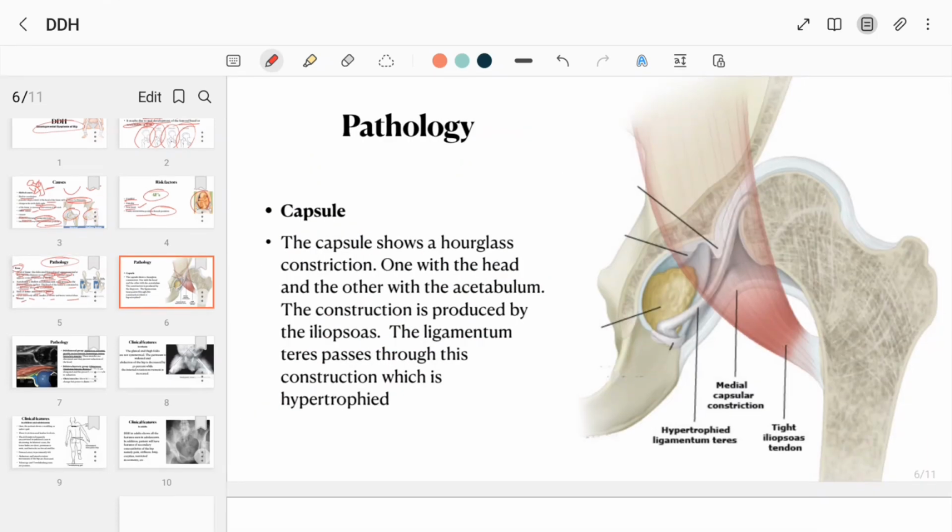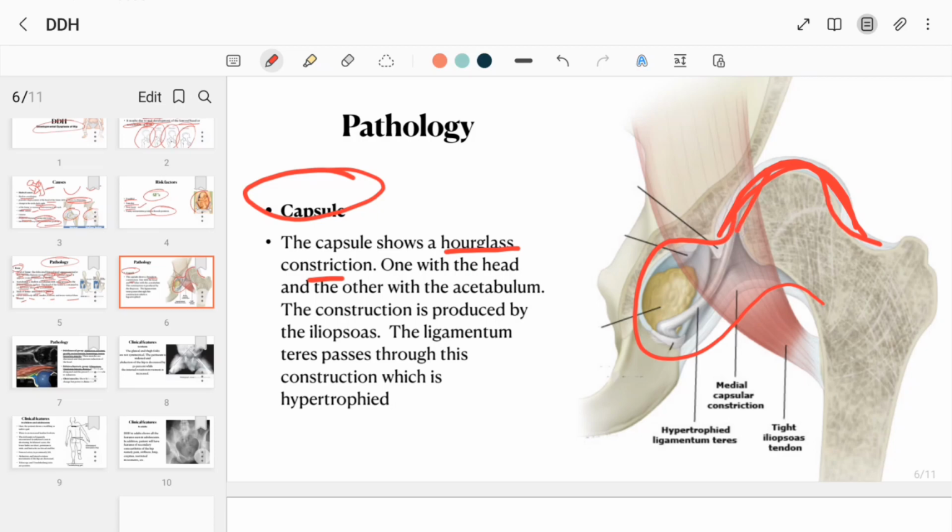Okay, the another pathology is related to the capsule. The capsule shows an hourglass constriction. Here we can see the hourglass constriction, one with the head of femur and the other with the acetabulum. Okay, this constriction is produced by the iliopsoas. Here we can see the iliopsoas tendon producing it on the capsule, and the ligamentum teres passes through the constriction, which is hypertrophied.